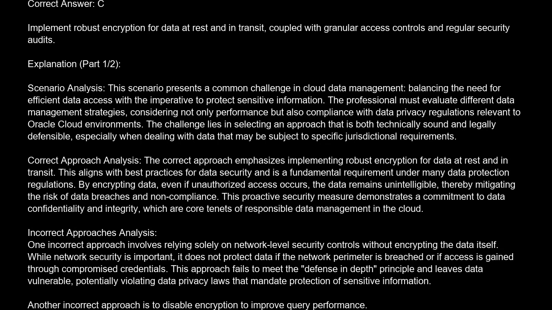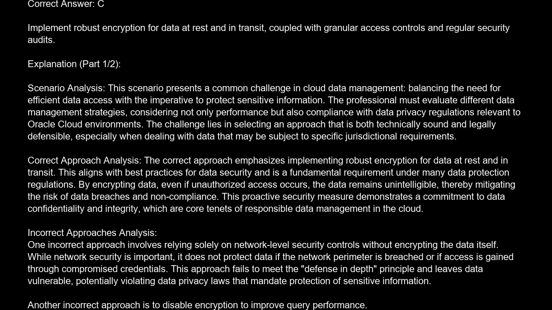The correct answer is C. Implement robust encryption for data at rest and in transit, coupled with granular access controls and regular security audits. Explanation. Scenario analysis. This scenario presents a common challenge in cloud data management, balancing the need for efficient data access with the imperative to protect sensitive information.